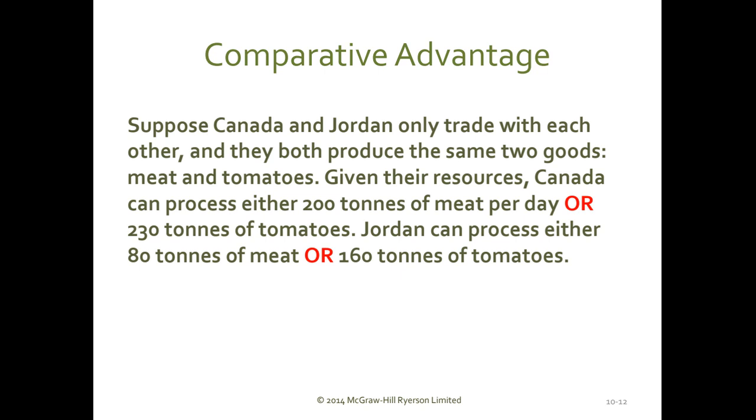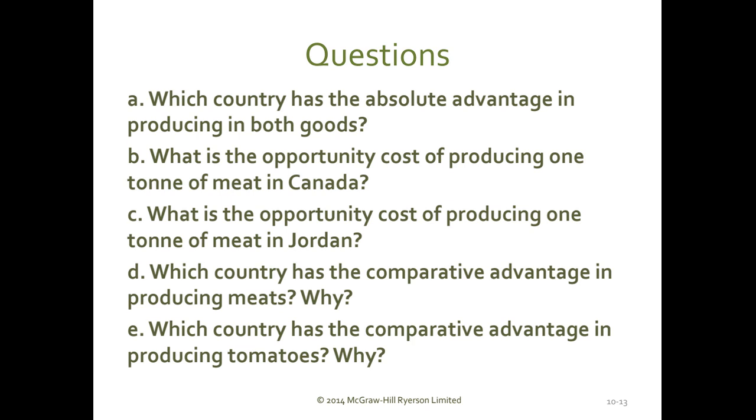Jordan can process either 80 tons of meat or 160 tons of tomatoes. This time I haven't given you production per worker. I just have given you the maximum production per day. These are the questions. Which country has absolute advantage in producing both goods? What is the opportunity cost of producing 1 ton of meat in Canada? What is the opportunity cost of producing 1 ton of meat in Jordan? Which country has the comparative advantage in producing meat and why? Which country has the comparative advantage in producing tomatoes and why?